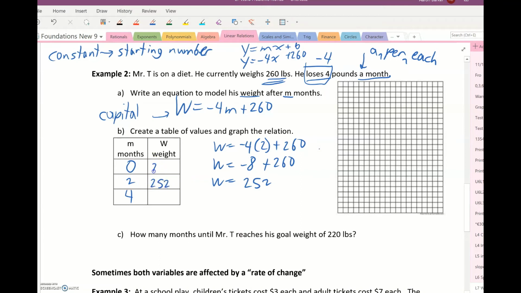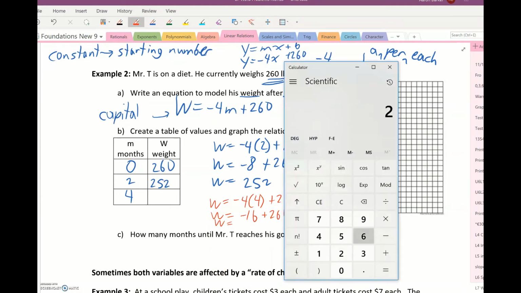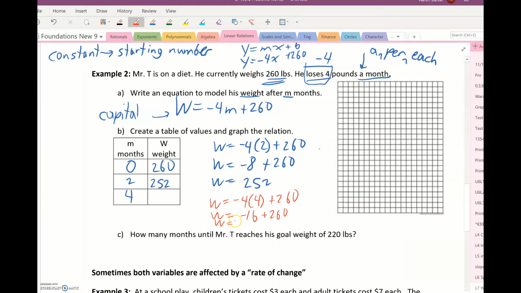And this would be our starting value of 260. And then we can substitute in the other number, but some of you may have already got it. -4 times 4 plus 260. W equals -16 plus 260. W equals 260 minus 16. It's too early for me. 244. There we go. So 244 pounds.